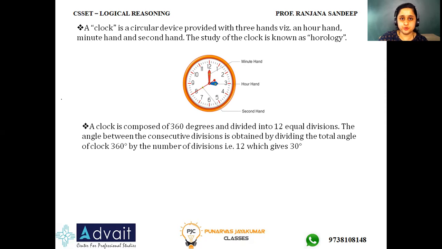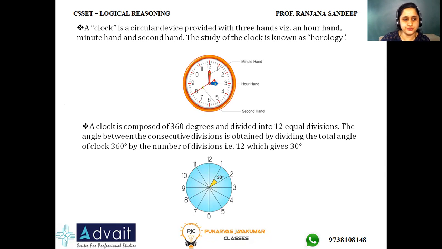Further, a clock is composed of 360 degrees. When I say 360 degrees, it refers to one complete rotation, divided into 12 equal divisions, so 12 hours. The angle between the consecutive divisions is obtained by dividing the total angle of the clock, 360 degrees, by the number of divisions, that is 12, which gives 30 degrees. So 360 by 12 is 30 degrees.